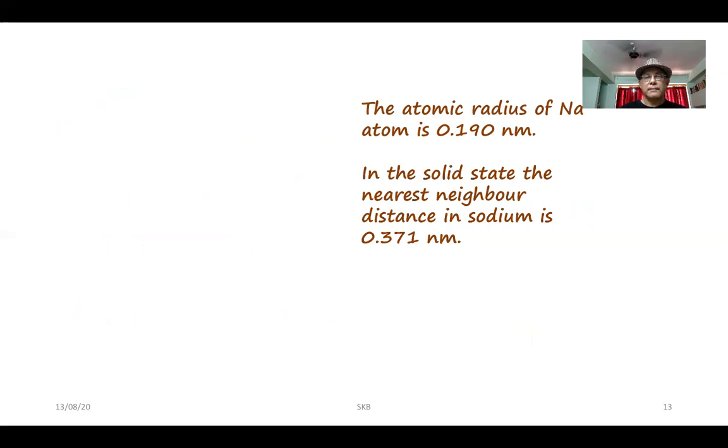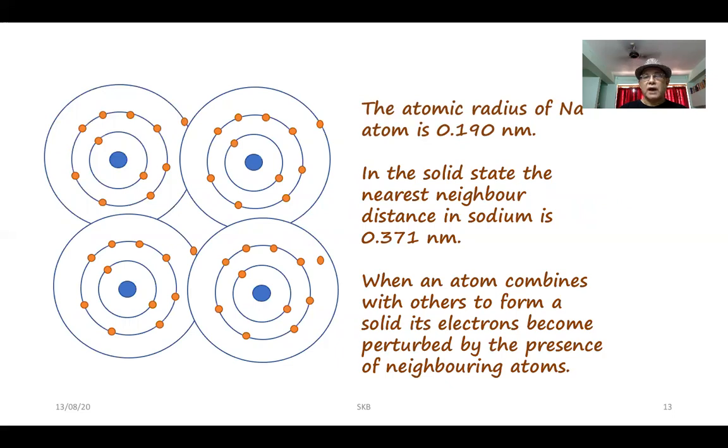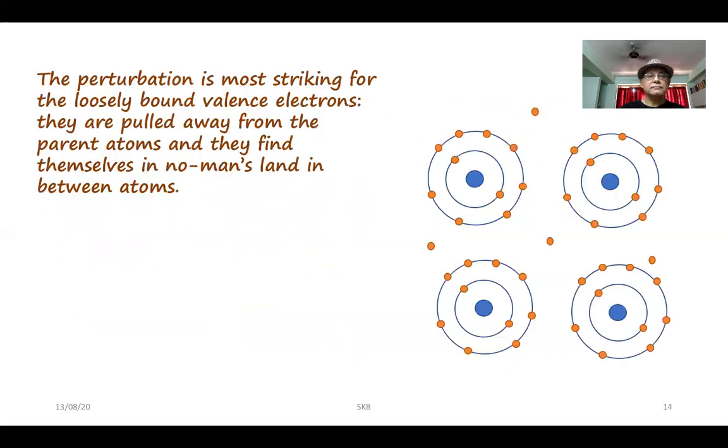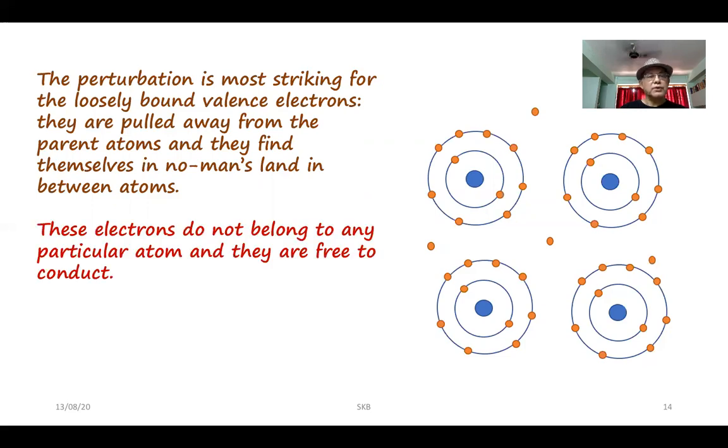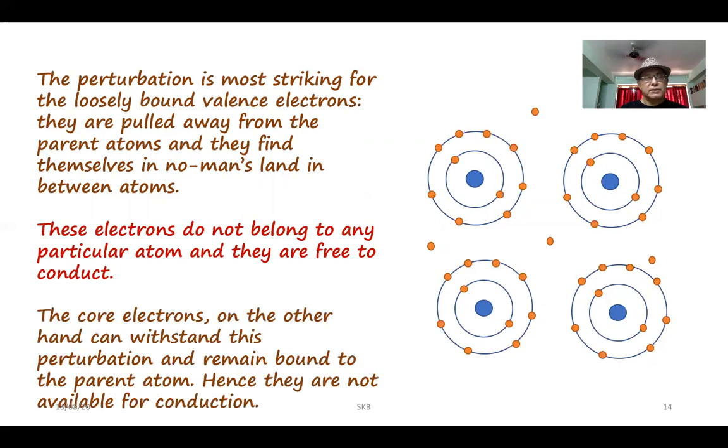0.371 nanometer. When an atom combines with others to form a solid, its electrons become perturbed by the presence of neighboring atoms. The perturbation is most striking for the loosely bound valence electrons. They are pulled away from the parent atoms and they find themselves in no man's land in between atoms. These electrons do not belong to any particular atom and they are free to conduct. The core electrons, on the other hand, can withstand this perturbation and remain bound to the parent atom. Hence, they are not available for conduction.